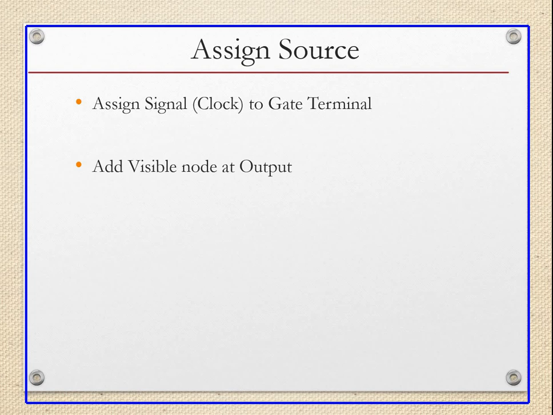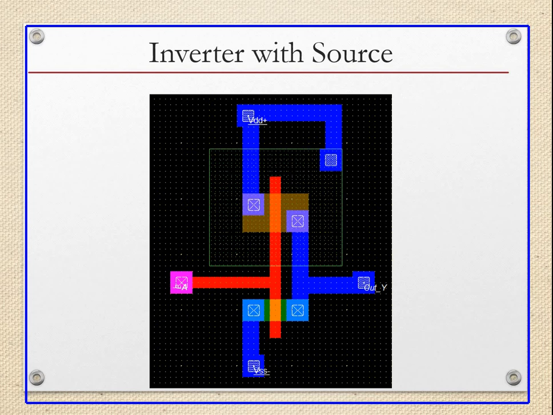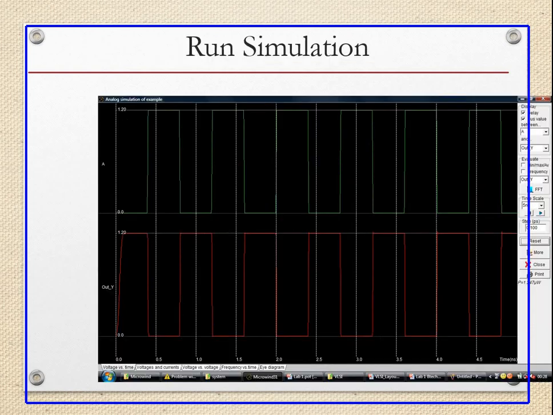So we will assign the signal, that is the clock, to the gate terminal, and add a visible node at the output, so that we can observe the output with the help of that node. So now we have applied the input A to this gate terminal, which is shorted, and then the output is taken, which is the Y output. And now we can run the simulation. If we run the simulation, this window will appear, and now you can see the results of this inverter.